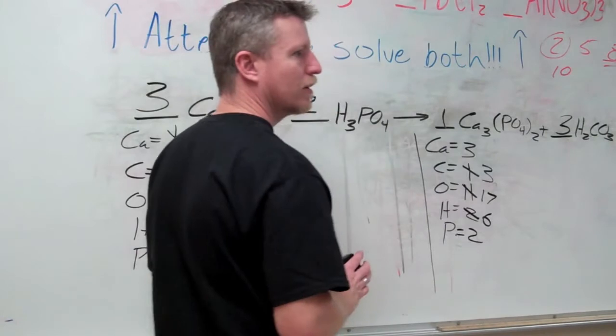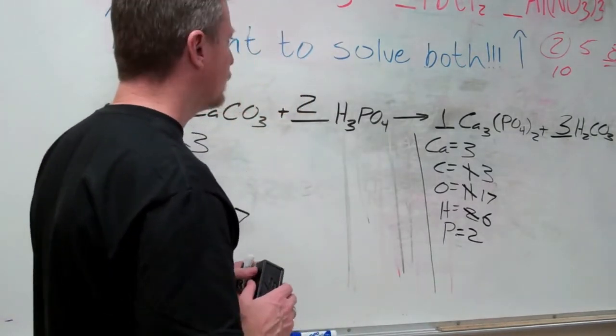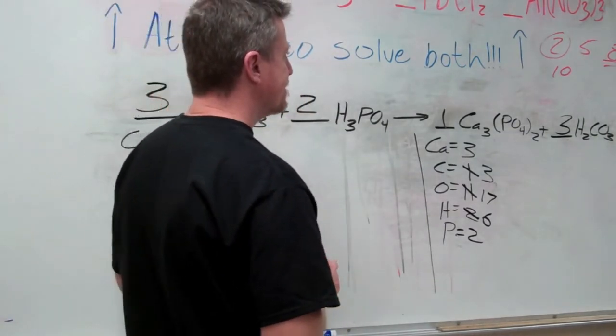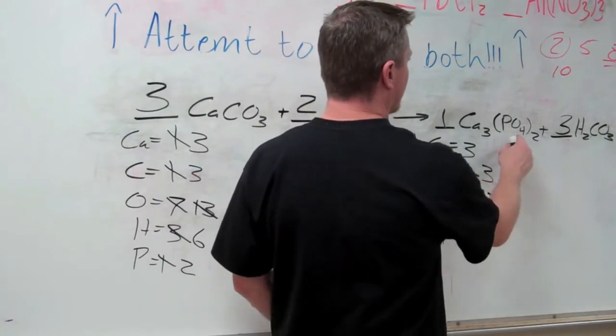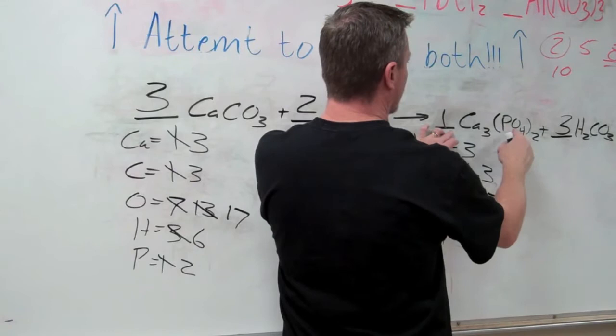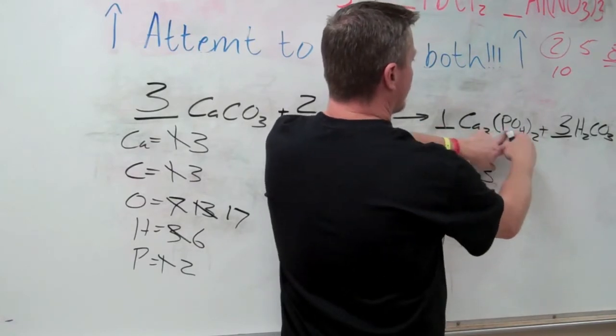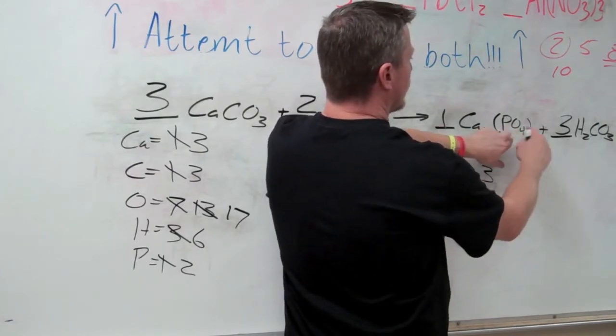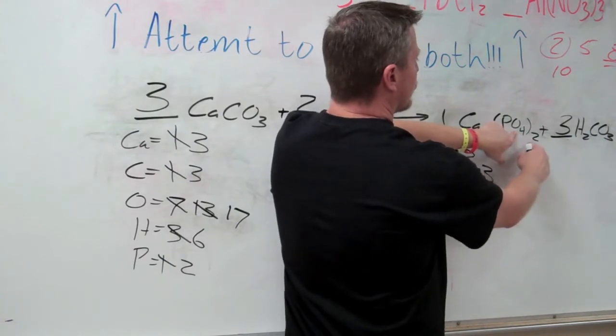Mr. Hayes, when it's in parentheses, do you multiply 2 times 4? Yeah, right now that 1 just multiplies everything by 1, so there's really only 1 P, but that 2 affects it, so 2 times 1 is 2. The oxygen's a 4, 4 times 2 is 8.